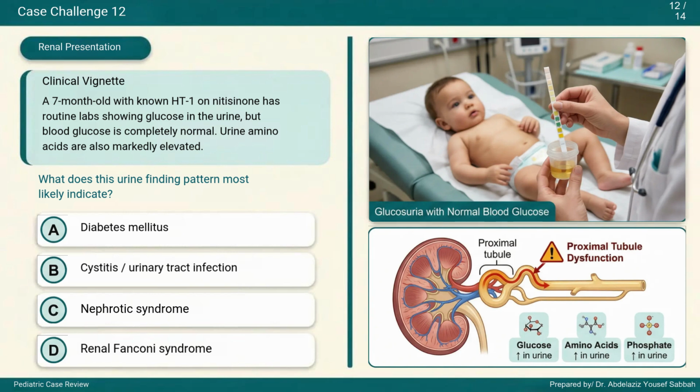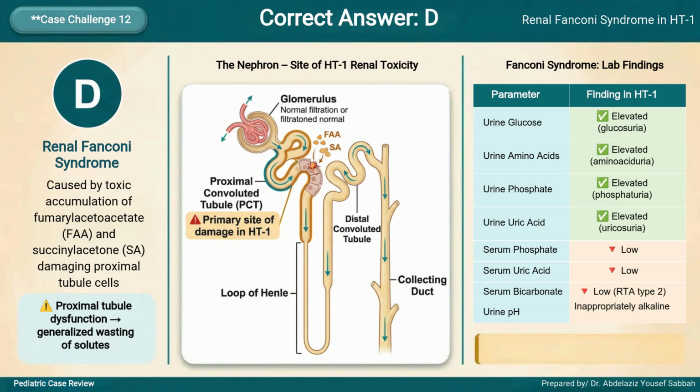Option A. Diabetes mellitus. Option B. Cystitis or urinary tract infection. Option C. Nephrotic syndrome. Option D. Renal Fanconi syndrome. The correct answer is option D.